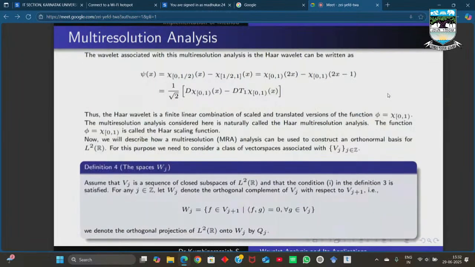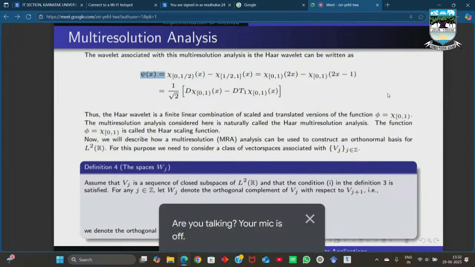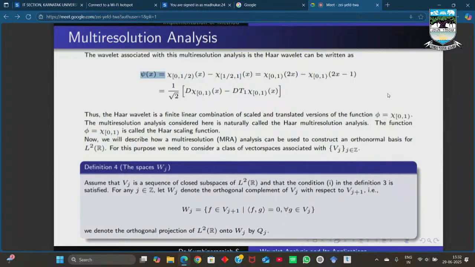How? Here is one example I have given. It is just the Haar wavelet, already defined above. So this can be represented by a linear combination of scaling functions. This is a scaling function, this is psi, this is chi, a scaling function defined on 0 to 1/2 and 1/2 to 1. And this can be represented in this way.